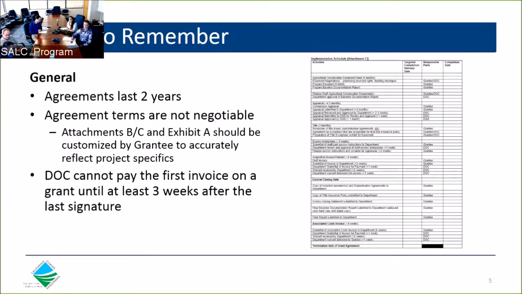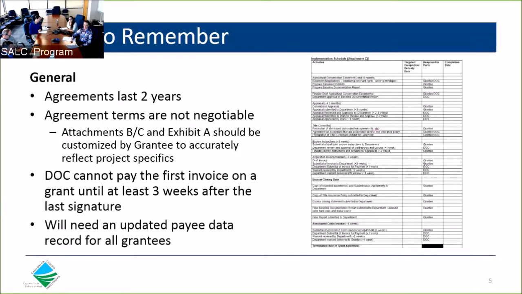And each grantee will need to provide an updated payee data record form, which ensures that your organization is in our state system. Your grant manager will provide this form to you in the near future. The image at the right shows the updated format of the implementation schedule. And you'll see it includes greater detail and completion time frames, target dates, responsibilities, etc.